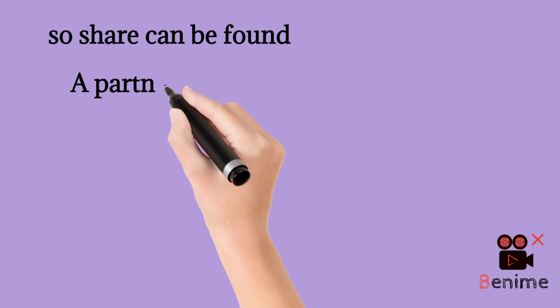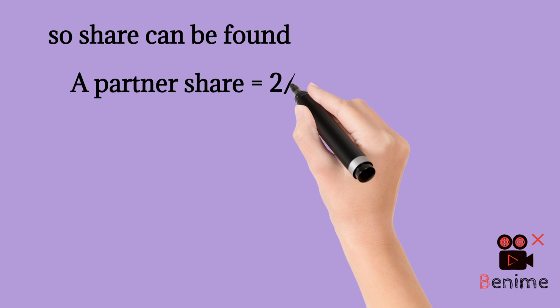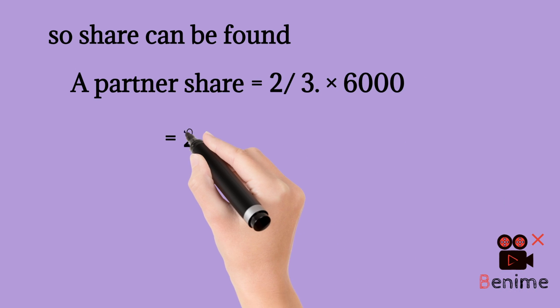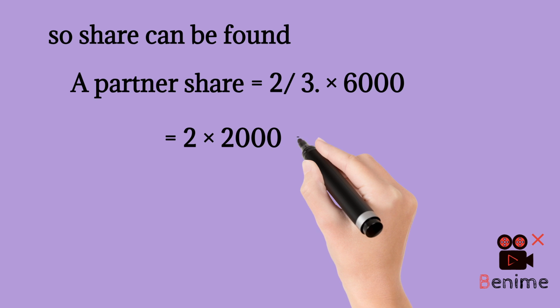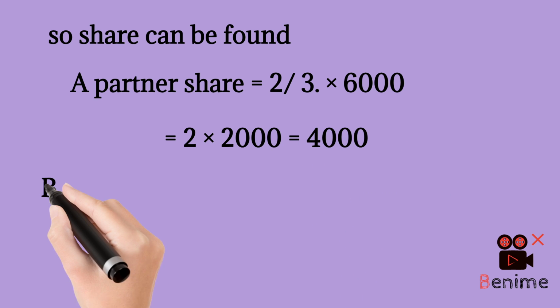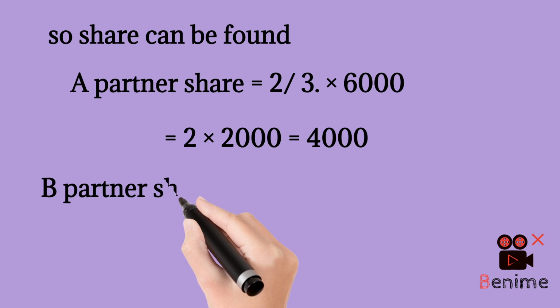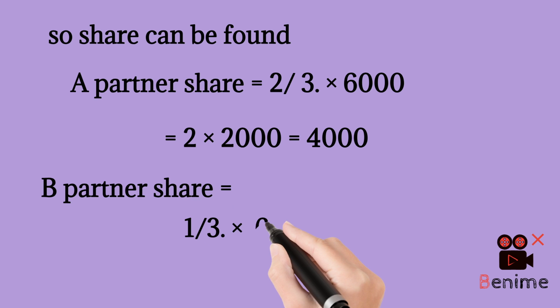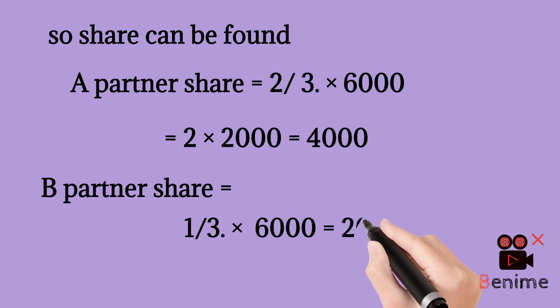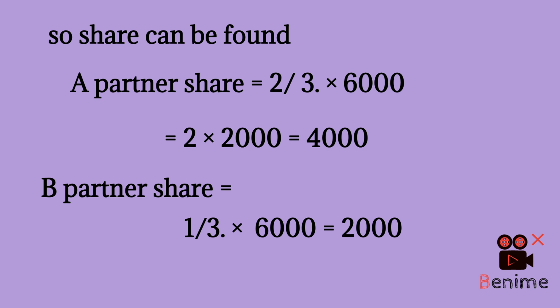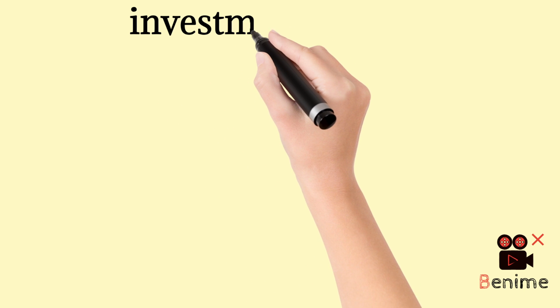So the first partner's share will be his ratio divided by the total ratio, and then multiplied by the total profit. Partner A's profit will be 4,000 by simplification, whereas partner B's profit is found by dividing his ratio, which is 1, by the total ratio and then multiplying by the total profit, and after simplifying we get 2,000.